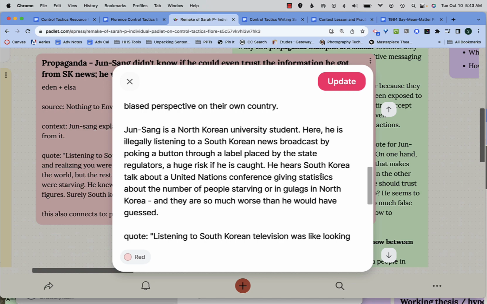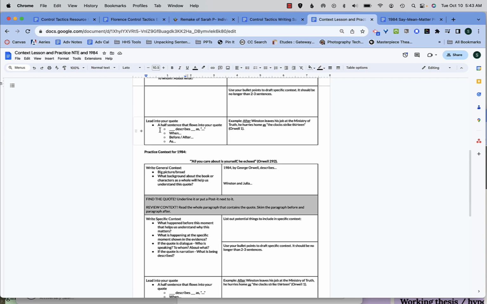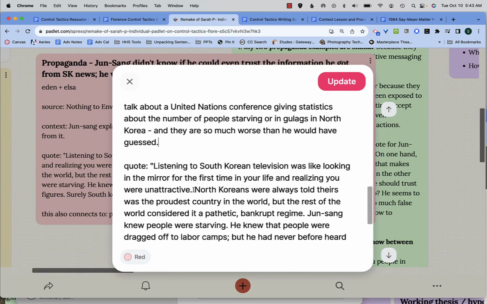Okay, the last thing I need to do with my context is to do my quote lead-in. If you recall, I need to lead into my quote. It's a half sentence that flows into my quote. Blank describes blank as, when, before, after. Okay, let me choose one of those and go back to my Padlet. I'm going to try as. So I'm going to say, as Jun Sung listens, he reflects. And now I'm into my quote. So I can delete this.